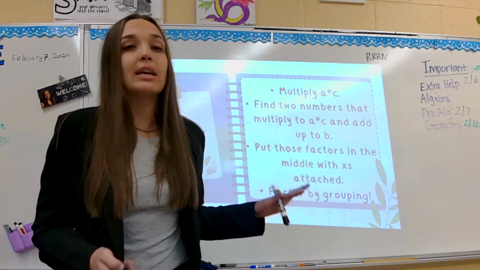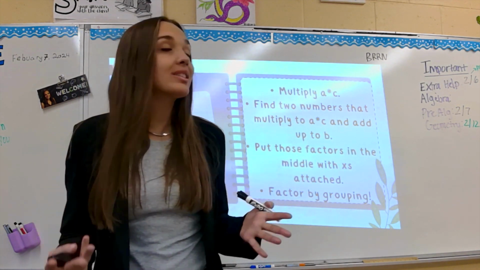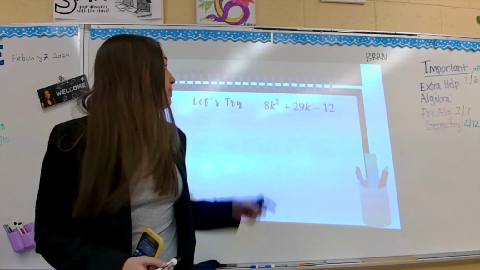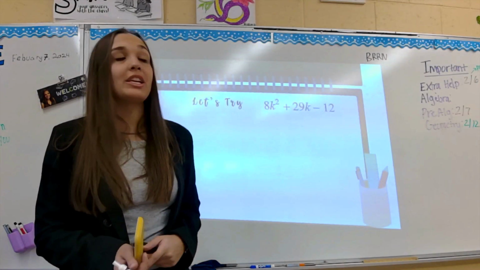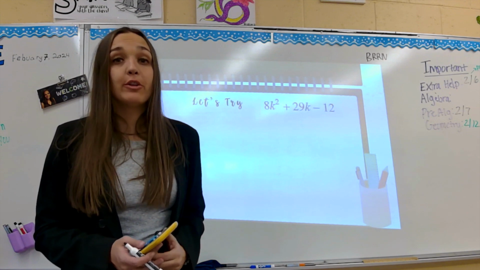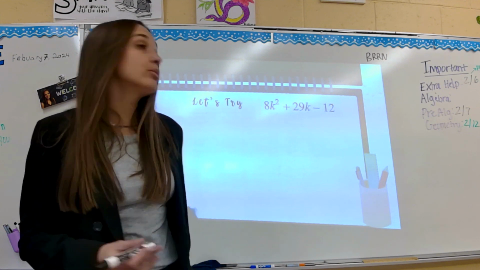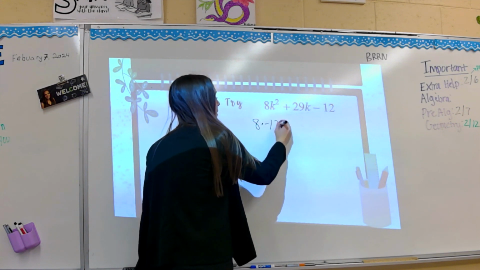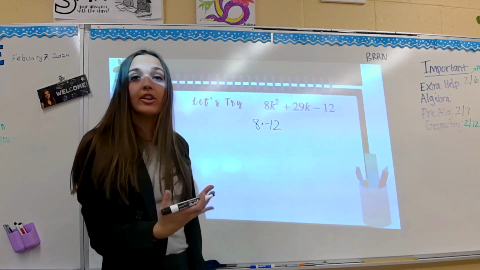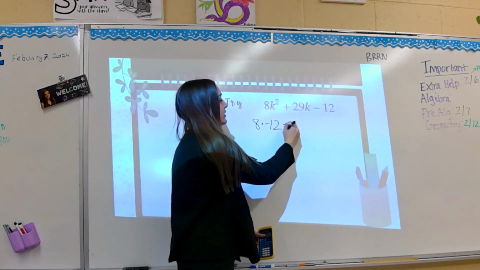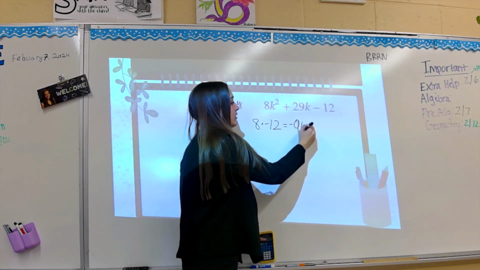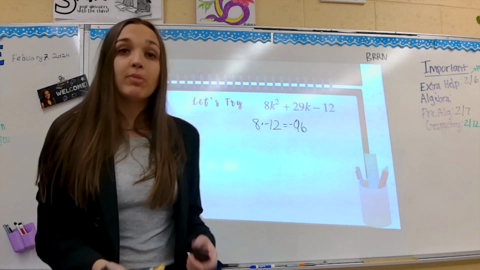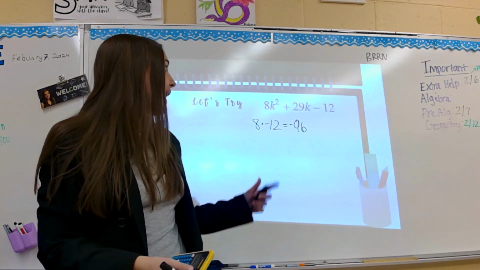So let's take a look at an example problem because a lot of this is just words that we're throwing out there, and see what we would have to do. Now we have the problem of 8k squared plus 29k minus 12. My first step is to multiply my a value times my c value. So I'm going to do 8 times negative 12. When I put that in my calculator, I get negative 96. So I'm now trying to find two numbers that multiply to negative 96 and add to 29.